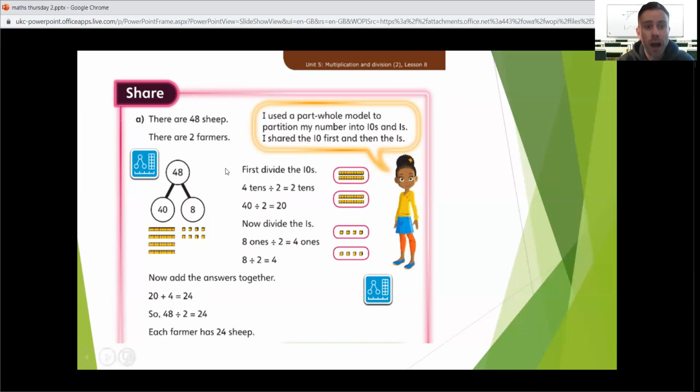Some of you might have just gone 48 divided by 2, 24, done. Well done if you did that. Some people are quick. Some people want to do it straight away. What I want you to get into the habit of, though, just like the multiplying, is doing it a bit at a time. Because when we get trickier, you need to be able to do it like that. And they might be a bit like that in your Power Maths book. That's the reason. So each farmer got 24 sheep.